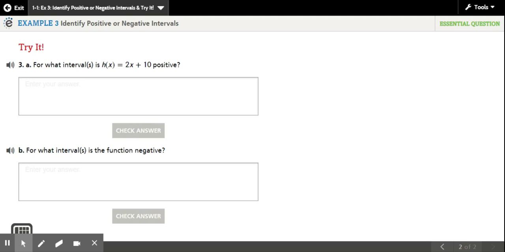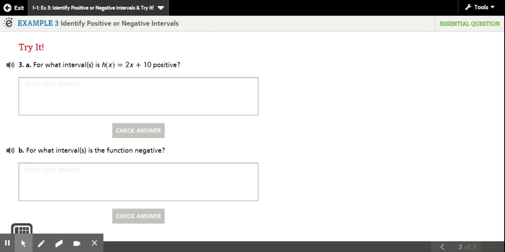Okay, so what I would do is graph. I think that's the easiest thing to do. So I'm going to use my calculator, clear out what's there, and enter a new equation. In this case, for 3a, it's h of x, same thing as saying y equals 2x plus 10. So 2x plus 10. And then we're going to graph that.